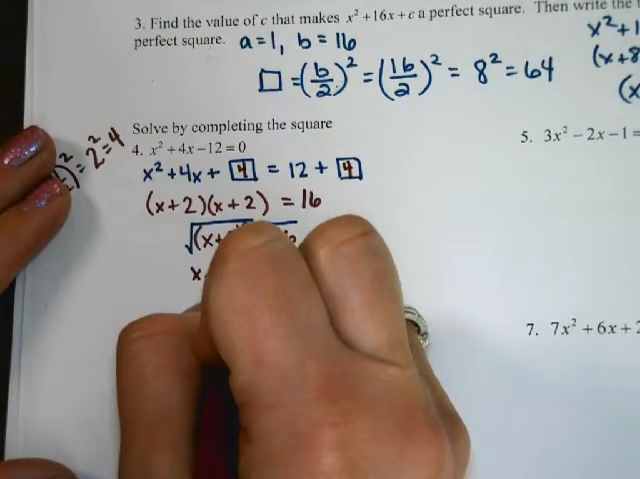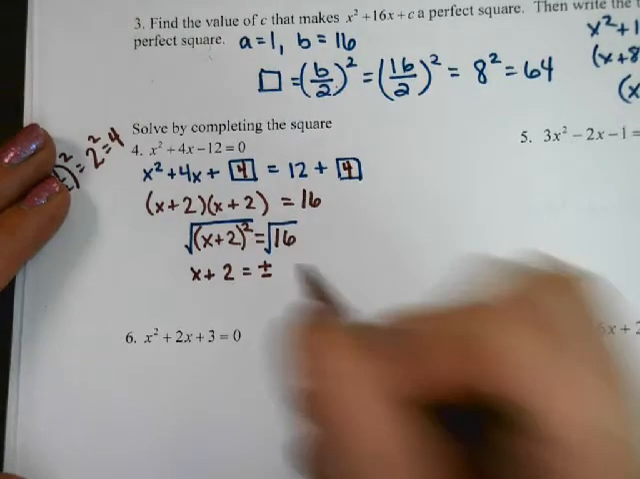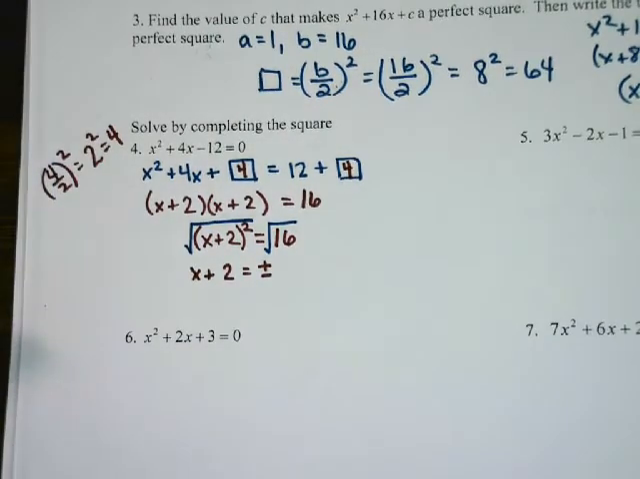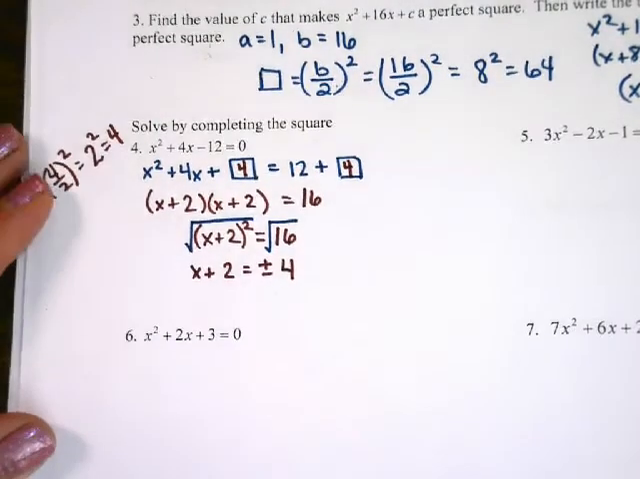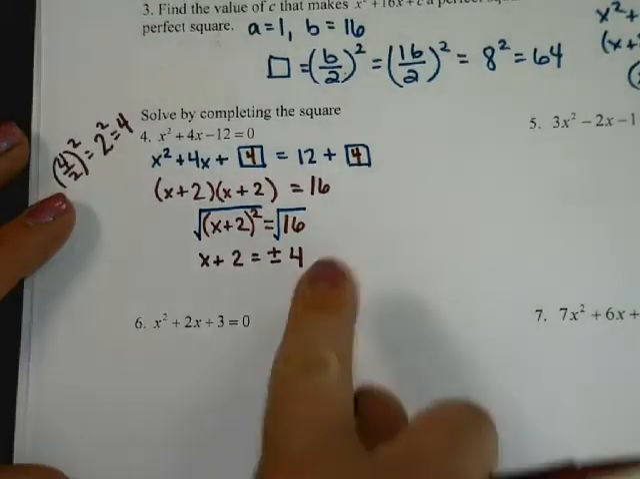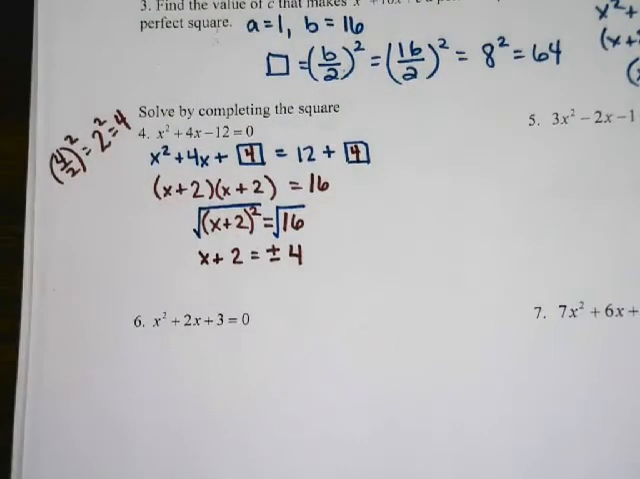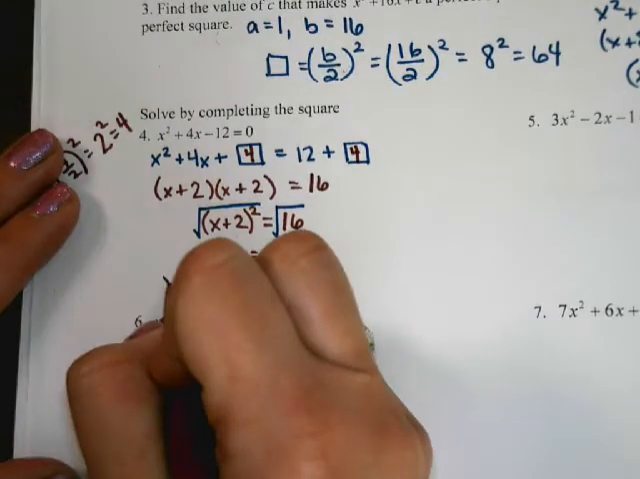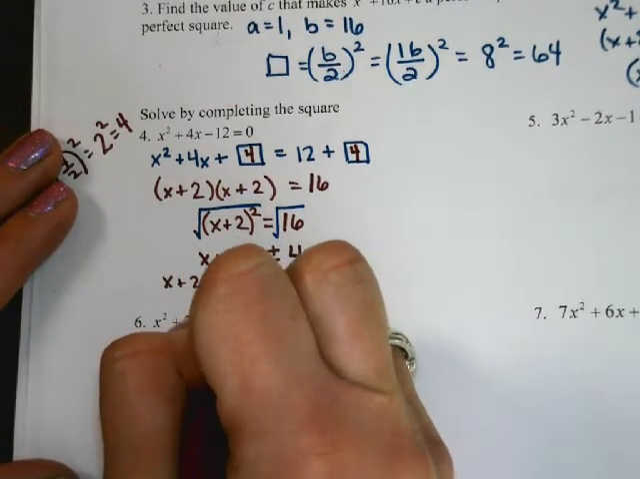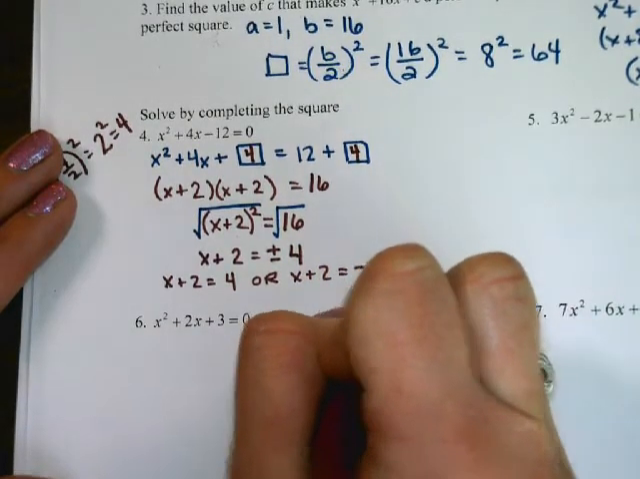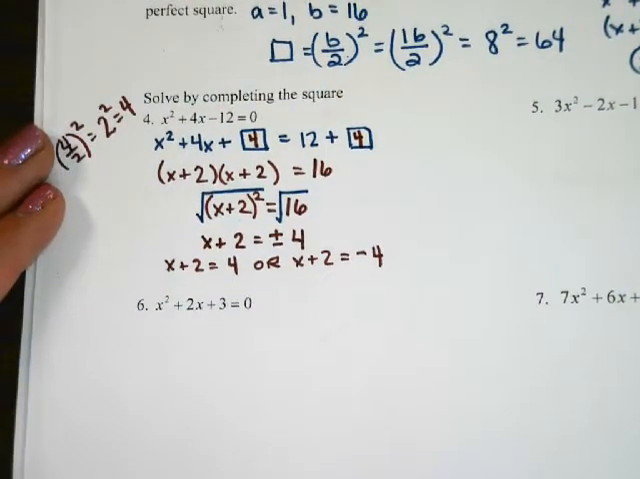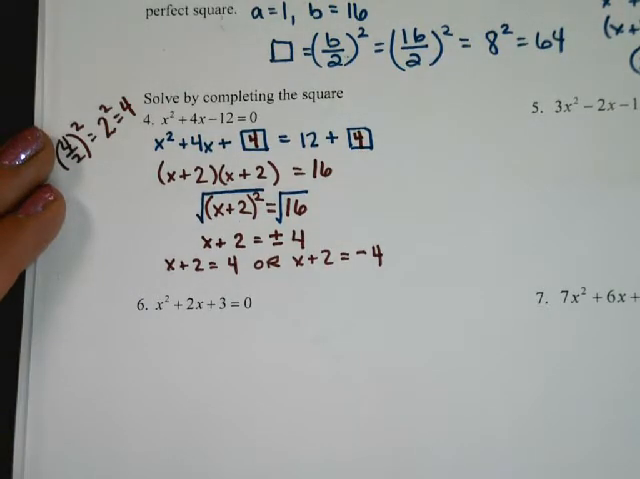So x plus 2 equals, I took the square root, I get a plus or a minus. Do we know the square root of 16? Yes, he's 4. If you can actually take the square root, then let's separate them into our 2 equations. So x plus 2 equals a positive 4, or x plus 2 equals a negative 4. And then I'm going to solve both.